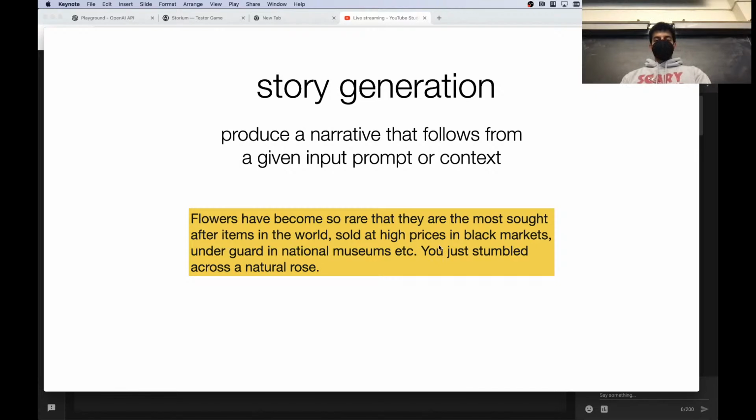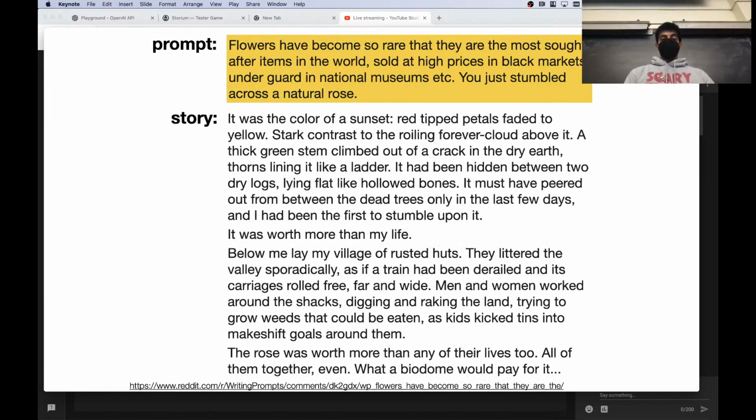Flowers have become so rare that they're the most sought-after items in the world, sold at high prices in black markets. You just stumbled across a natural rose. So this is one of the examples from the writing prompts data set, and you had like 10 different people write stories in response to this. This was the highest upvoted story. It was the color of a sunset, blah, blah, blah. I mean, it looks like a nice story.